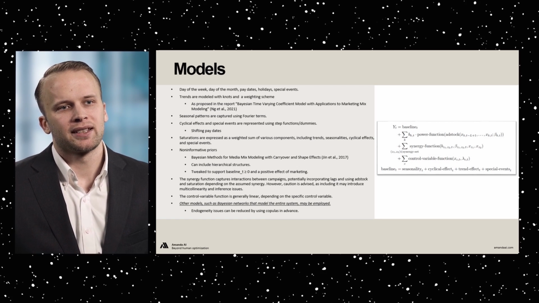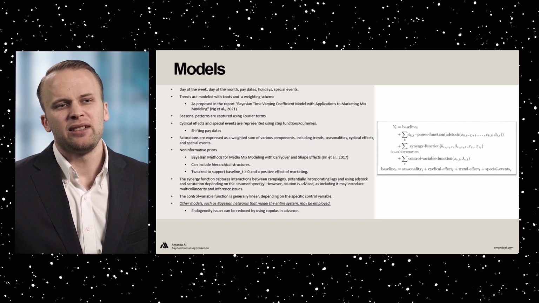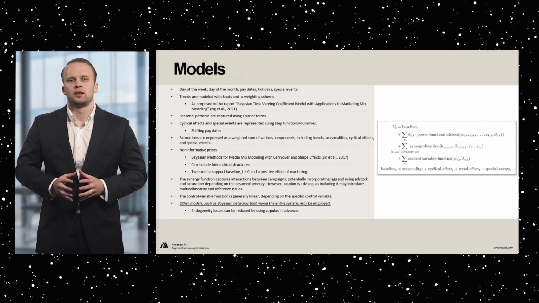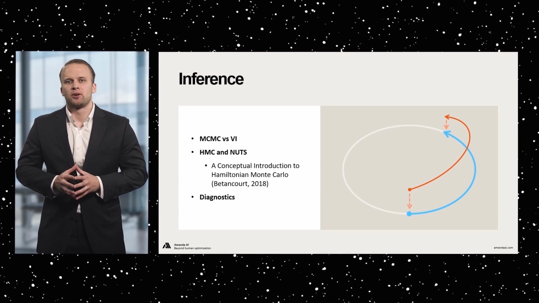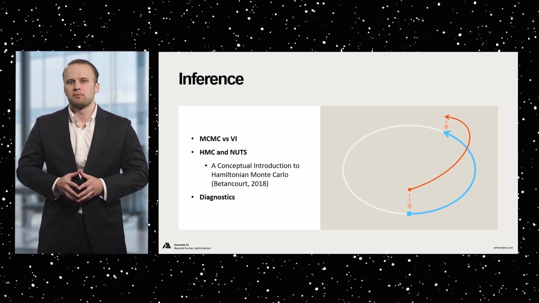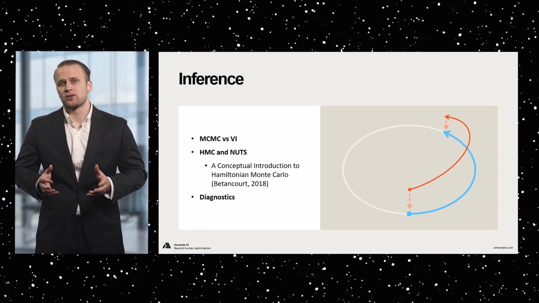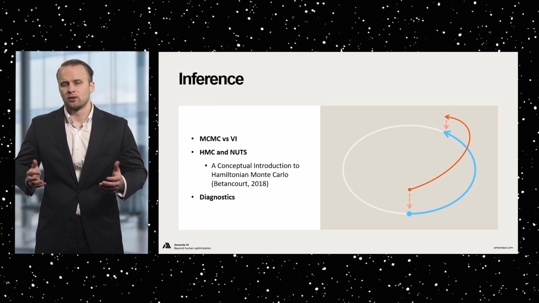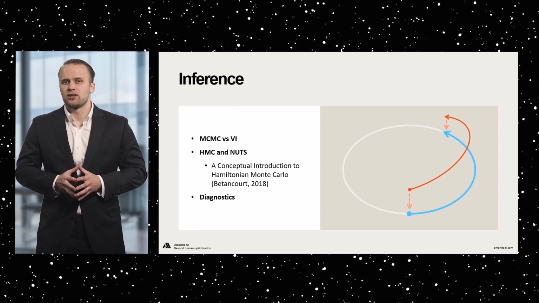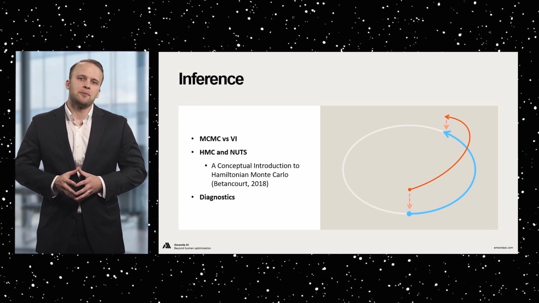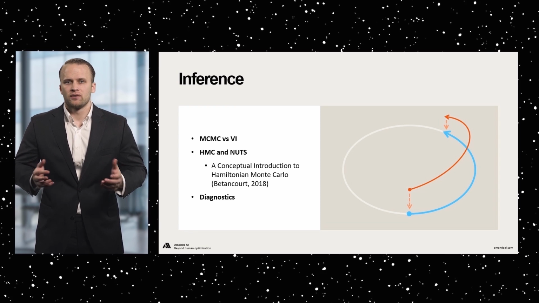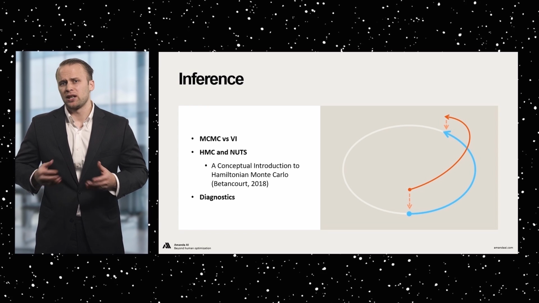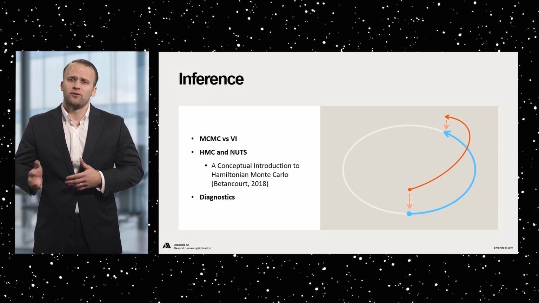Now, before discussing informative priors, we will briefly discuss the inference. So, we need a method to approximate our posteriors. And the two primary options are Markov chain Monte Carlo methods, or MCMC for short, which is a sampling-based approach, and the other one is variational inference, or VI for short, which is an optimization-based approach. Now, MCMC offers the advantage of asymptotically approximating the true posterior, while VI is generally faster.